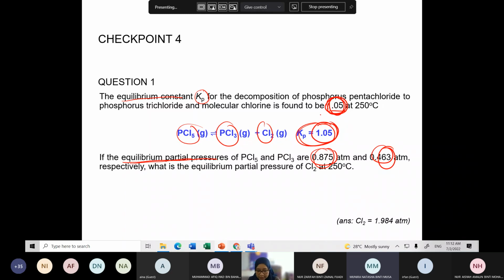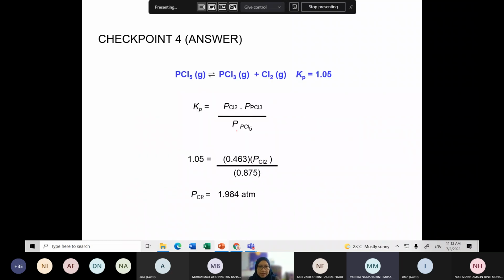Okay, alright. So dia nak cari. Okay, first thing first, you have to have your expression. Okay, as you can see, all the coefficients are 1. Okay, all the coefficients are 1. And then betul, okay, baru you masukkan.